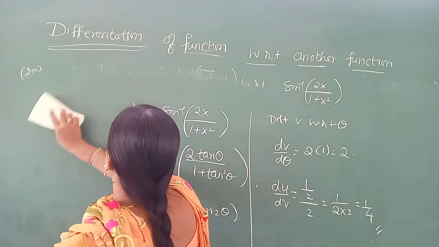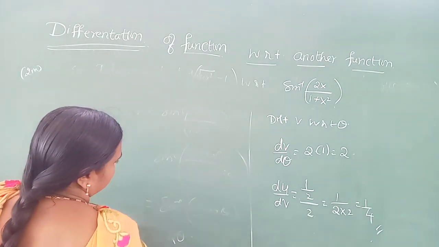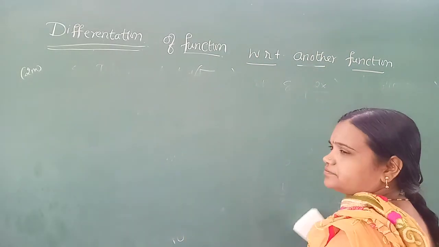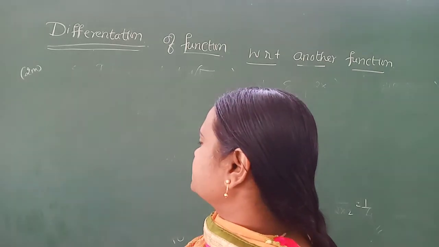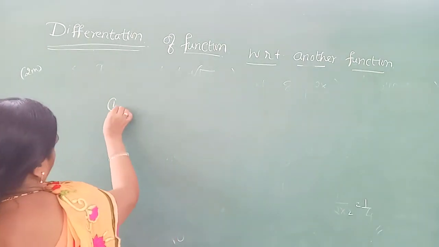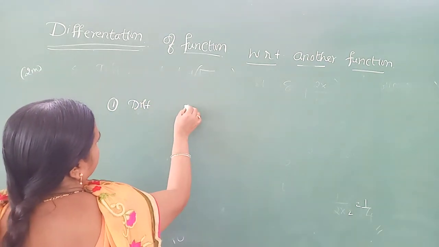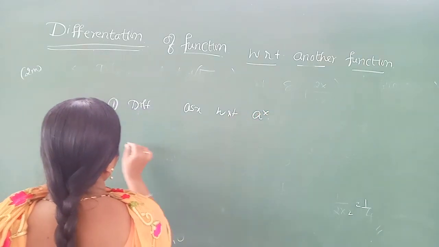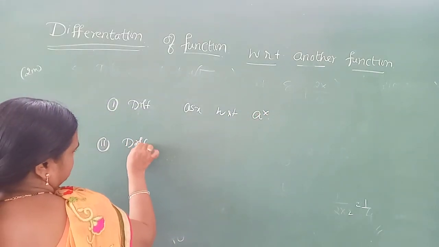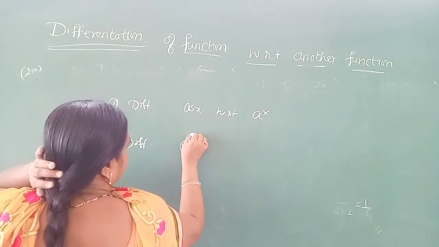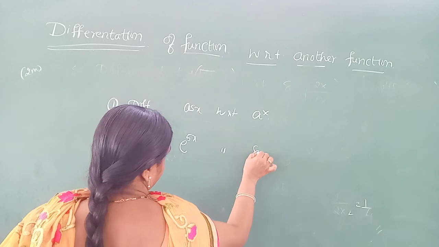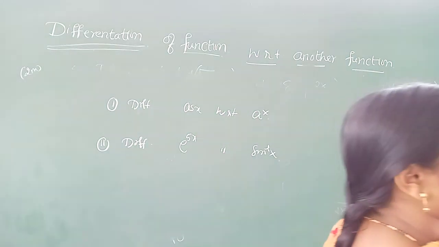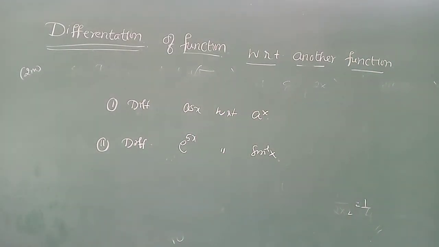Next two examples are homework. Please try to solve those examples at home. Okay. First example: differentiate cos x with respect to a to the power x. Second one: differentiate e to the power pi x with respect to sin inverse x. Simple examples we can easily do. Try these two examples. Okay. Thank you.